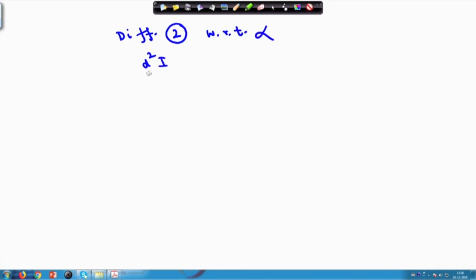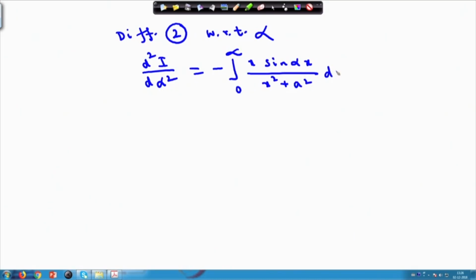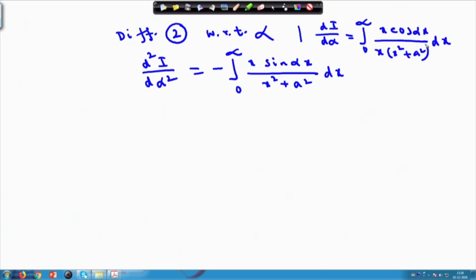Now, in the next step you differentiate 2 with respect to alpha again. So, dI by d alpha now will become d square I by d alpha square. Again you are differentiating, and this cos will become minus: integral 0 to infinity of x sin alpha x by (x square plus a square) into dx. Your dI by d alpha was integral 0 to infinity of x cos of alpha x by x into (x square plus a square) into dx. So, once you differentiate with respect to alpha, you get minus x into sin of alpha x by (x square plus a square).